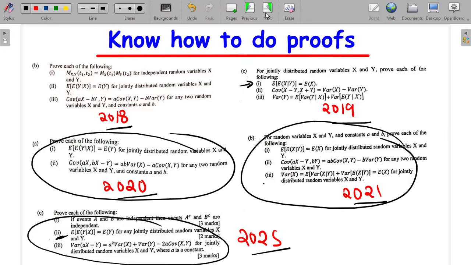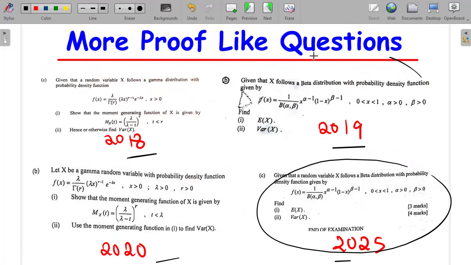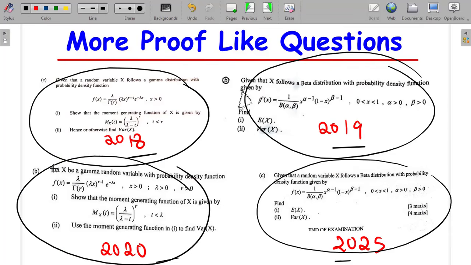And the other types of proofs is where you are trying to derive the mean, derive the variance, derive the moment generating function and the like. So 2018, 2019, 2020, 2025, you can see the questions are similar. 2025 is exactly the same as 2019. 2018 is the same as 2020. Okay, so you can see that the questions are similar, right?